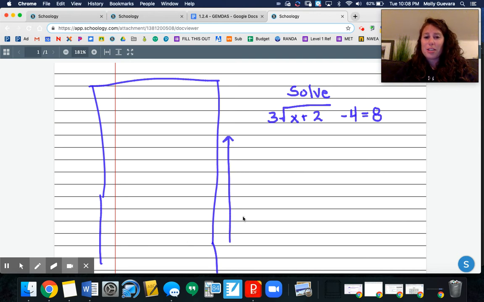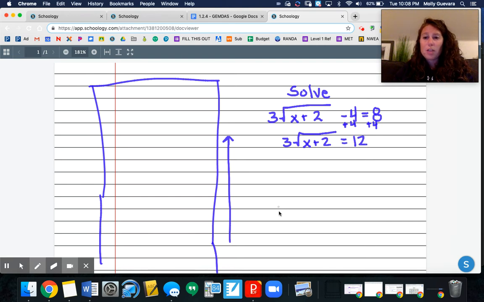We're starting with addition, subtraction. So I have to ask myself, is there any addition, subtraction? The answer is yes. Not only do I have this plus 2, right, but I also have this minus 4. However, the plus 2 is inside of this square root, so that's in a grouping. I can't do anything with that yet. So the only thing I can do is add my 4 to the other side. So this gives me 3 times the square root of x plus 2 equals 12.